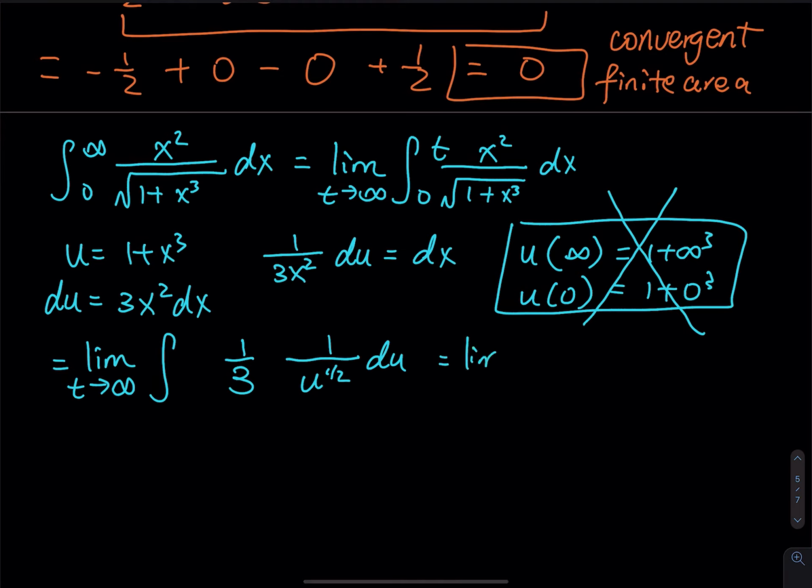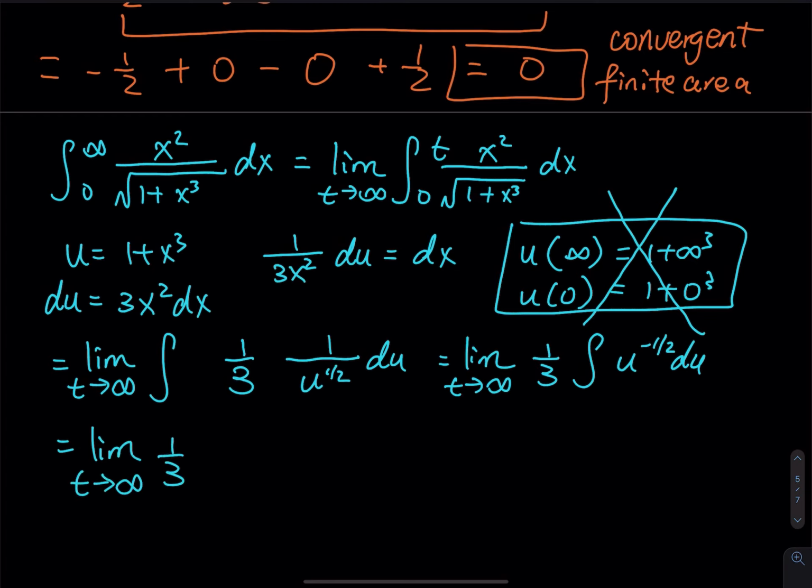We have limit as t approaches infinity. We have 1/3, the integral of u to the negative 1/2 du. This is a simple power rule. I keep forgetting the limit. Limit as t approaches infinity, we have 1/3 u to the negative 1/2 plus 1, that is a positive 1/2. The reciprocal of that is a 2. And then x goes from where to where? x goes from 0 all the way to t. So I don't want to write another line. I will just erase the u and put the x back, which is 1 plus x to the third.